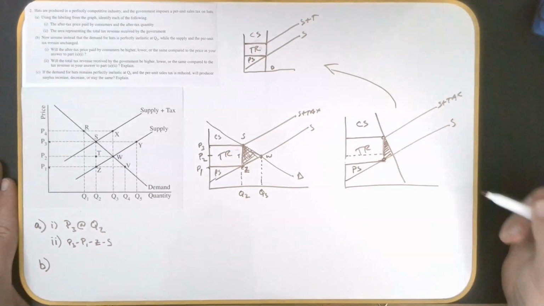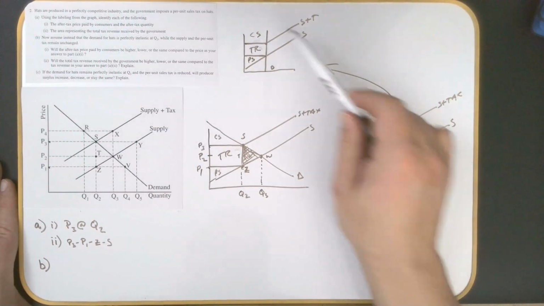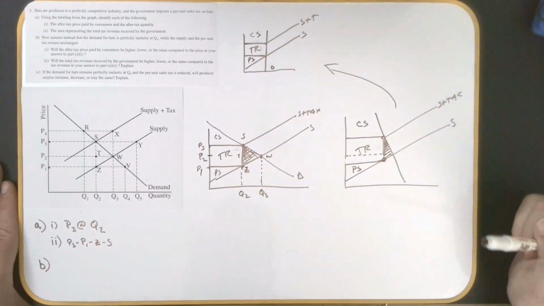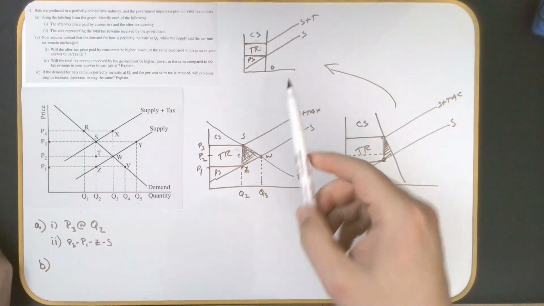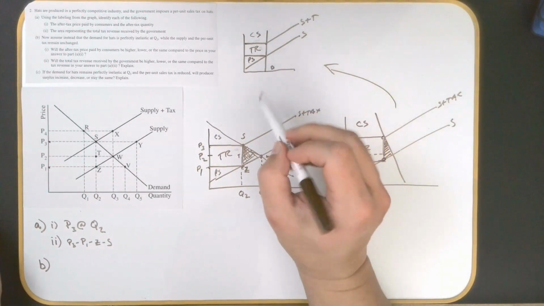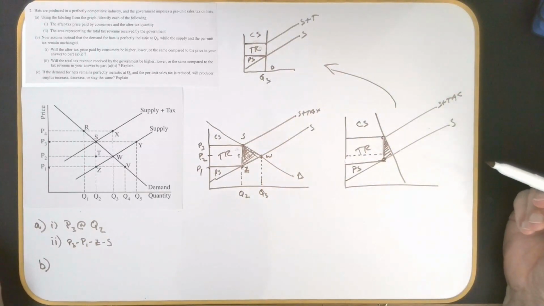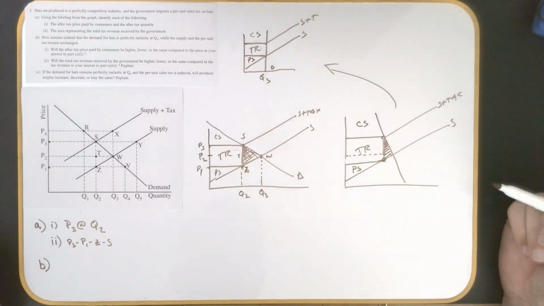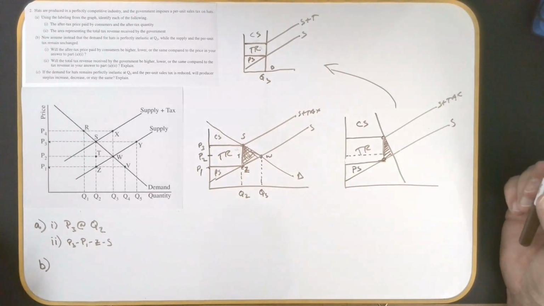Now, some of you don't need a graph and you can answer this, but I'm just showing you graphically what's going on. Okay. So here's what it says. Now assume instead the demand for hats is perfectly inelastic at Q3. So this all happened here on our picture at Q3. So I'm actually going to put this Q3 right there. Okay. So at quantity 3, that's happening. Will the after-tax price paid by consumers be higher, lower, or the same compared to your answer in part 1?